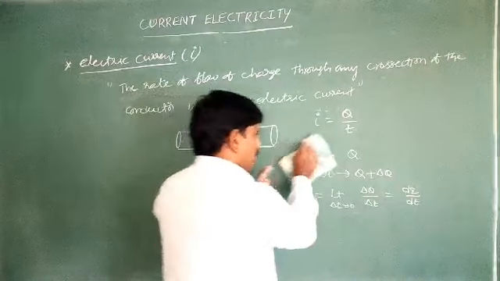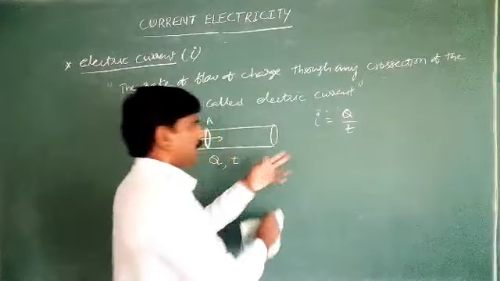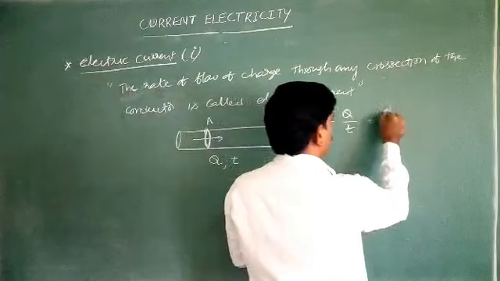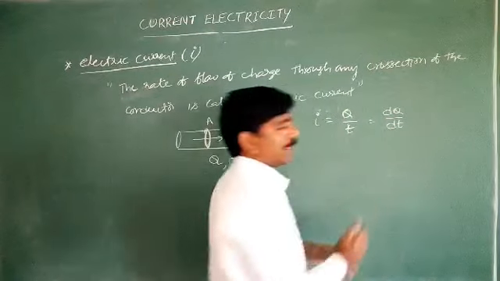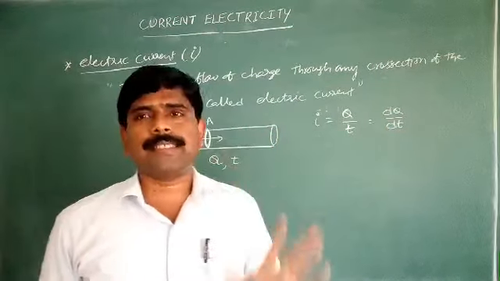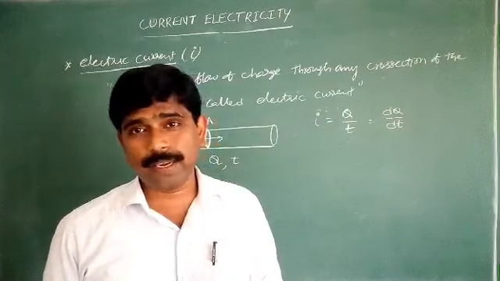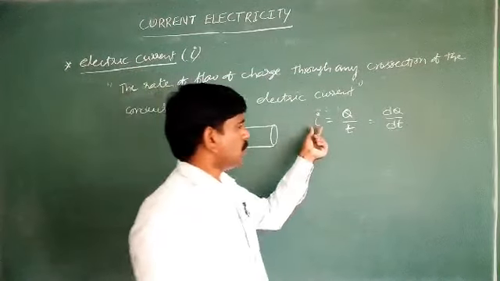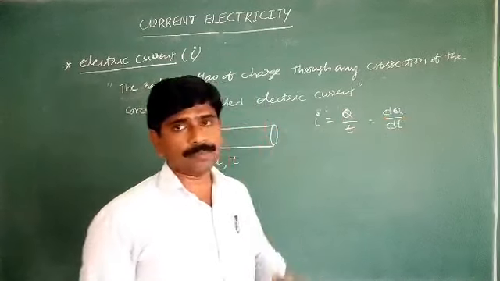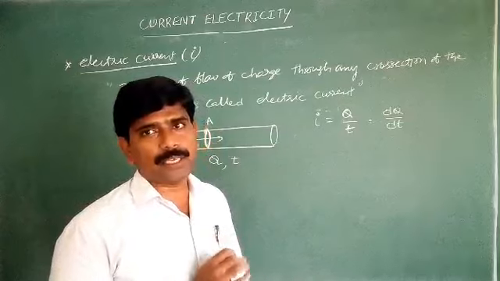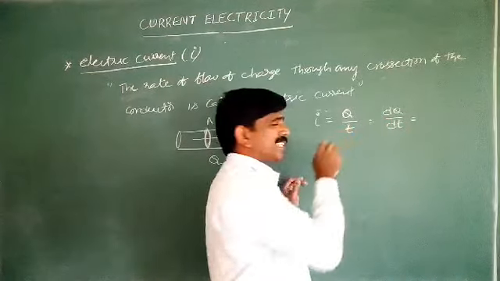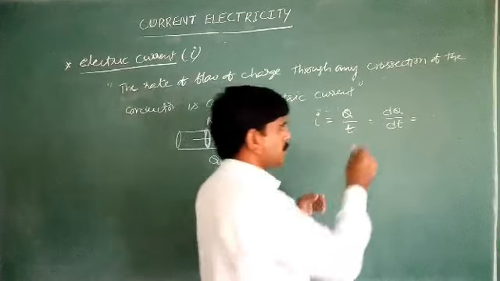So whether instantaneous or not, current I is equal to Q by t, or equal to dQ by dt, where dQ by dt means the instantaneous current. What about the units for current? First, units for charge: charge is measured in coulombs.